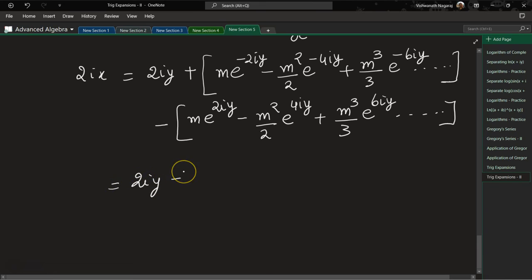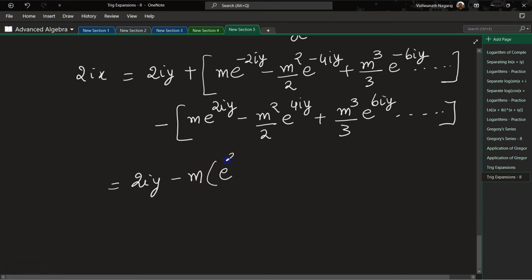2iy. Now here the thing is, if you notice, this is like i theta and this is minus i theta. So e to the power of i theta, e to the power of minus i theta. It is in that form. m is common to both. But here it is minus, here it is plus. So to reverse this, I write minus. m is common to both.